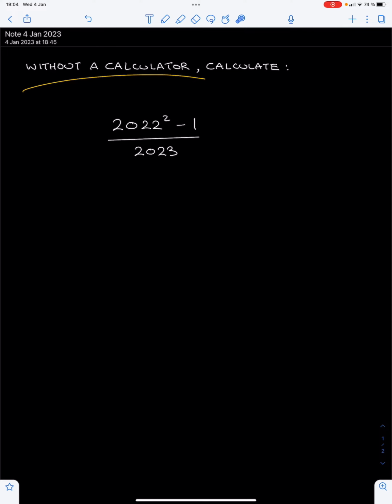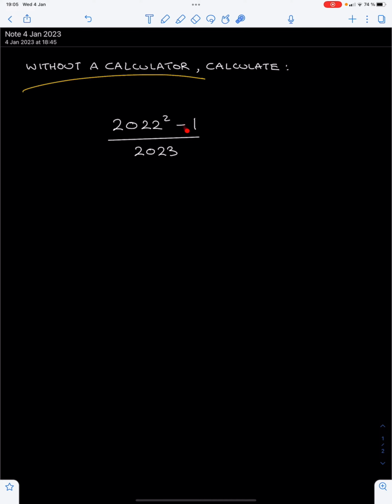The trick for calculating this without a calculator is to realize two things. First of all, 2023 is 1 more than 2022. Secondly, 1, that is the difference between these two numbers, is the number that's being subtracted in this numerator. With that in mind, here's the trick.